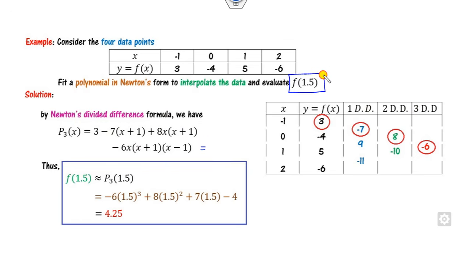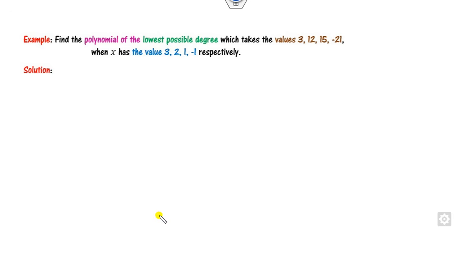Now, your target is to find f of 1.5. You can substitute the value 1.5 here, here and here, and you will get the required answer. Now you can see, fit the lowest degree polynomial which takes these values. This is the value of y equal to f of x when x is as given here.